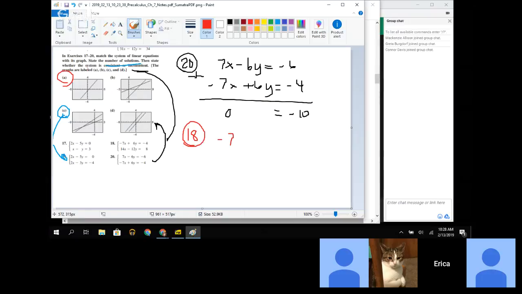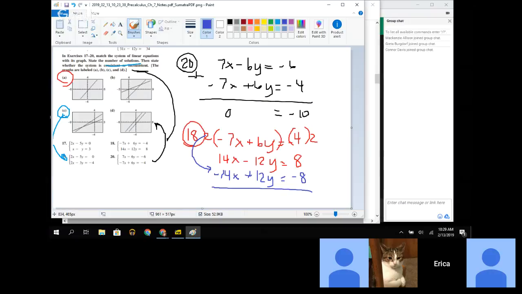So we have negative 7x plus 6y equals negative 4. And we have 14x minus 12y equals 8. Okay, so we're going to solve this by elimination. We're going to need to do a little work. Let's multiply the top by 2. So then the top one becomes negative 14x plus 12y equals negative 8.